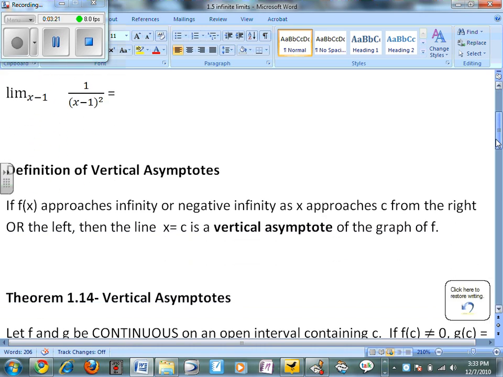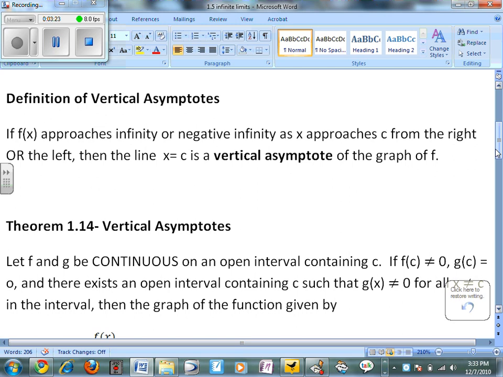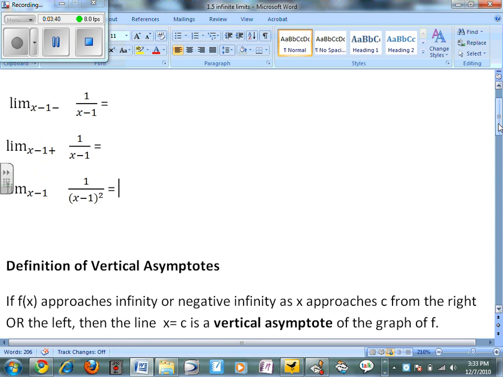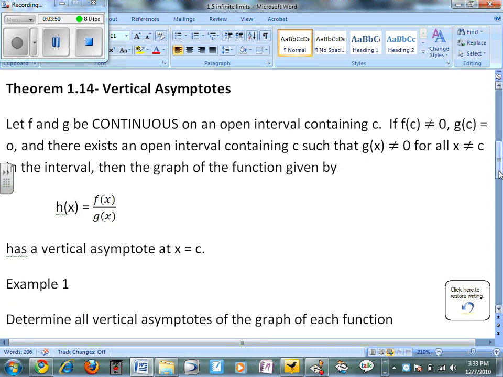Moving on. Vertical asymptotes. If f of x approaches infinity, just like in our cases up above, or negative infinity as x approaches some value c from the right or the left, then the line x equal to c is a vertical asymptote on the graph. So on our graphs above, we had a vertical asymptote at x equal to 1. In fact, if you remember from pre-calculus, it was whatever made our denominator equal 0. That would be whatever makes the function undefined. Let's go further into what vertical asymptotes mean.